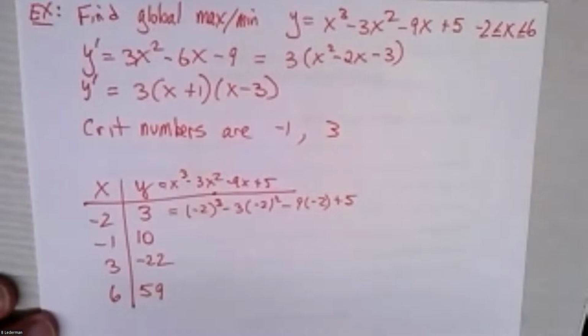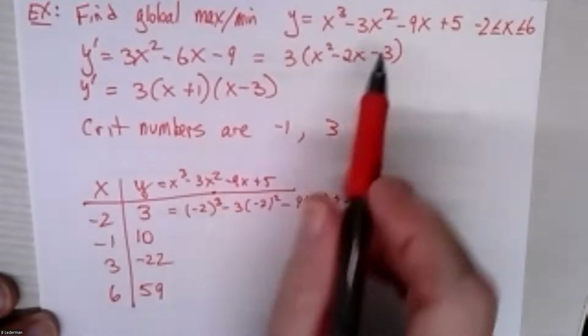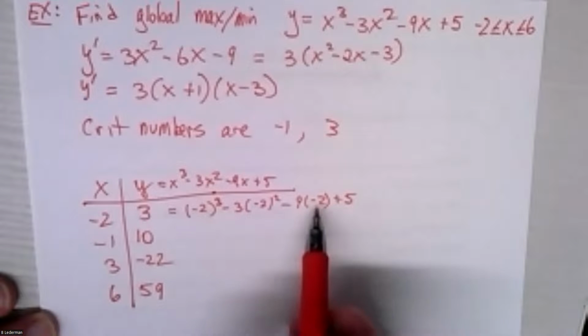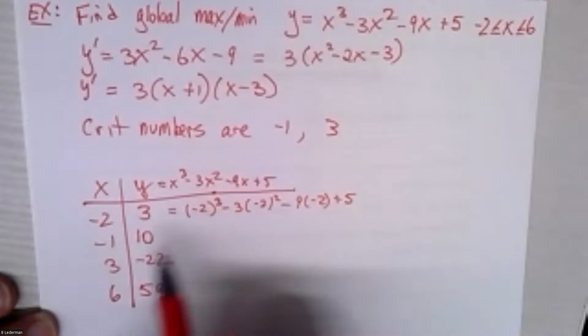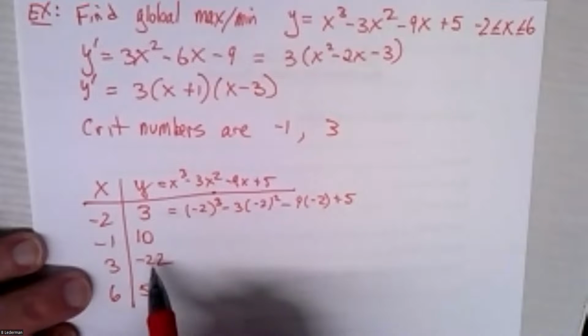So -2 I plugged into the y. I got -2 to the third minus 3 times -2 squared minus 9 times -2 plus 5. That came out to 3. Then I plugged in -1, and I plugged in all these other numbers. And I got 10, -22, and 59.